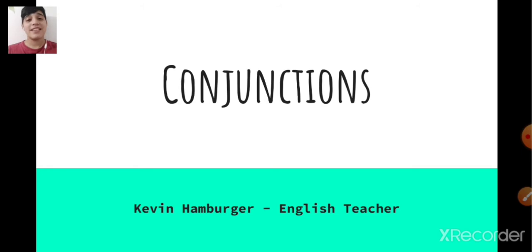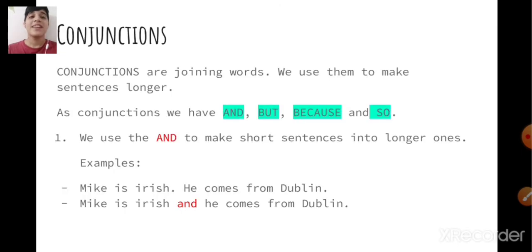So today's class, guys, is going to be about conjunctions. My teacher, what are conjunctions? Let's take a look at it. Guys, conjunctions are joining words, okay? We use them to make sentences longer than normal, okay? And we are going to use 4 of them just to start, okay? There are plenty of them, but just to start we're going to use 4. What are those conjunctions, teacher? We have and, but, because, and so.